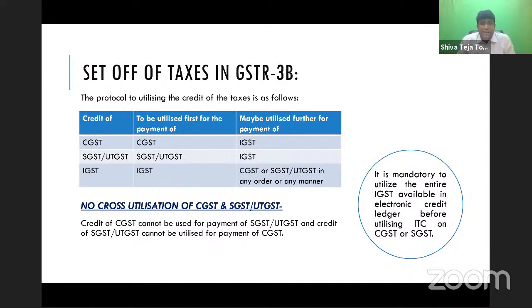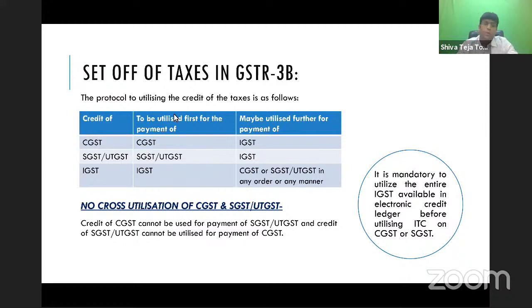But see the one circle I gave there. It is mandatory to utilize the entire IGST available in the credit ledger before utilizing ITC on CGST or SGST. Without utilizing IGST, you can't use CGST or SGST credit. First, you have to completely utilize IGST credit. Then only you can utilize CGST and SGST credit. And one point I gave there: no cross utilization of CGST and SGST. That means you can't use CGST credit for SGST, or SGST credit for CGST. Yeah, one doubt. Sir, can we use ITC of reverse charge to set off output tax on forward charge? Yes, you can do that.